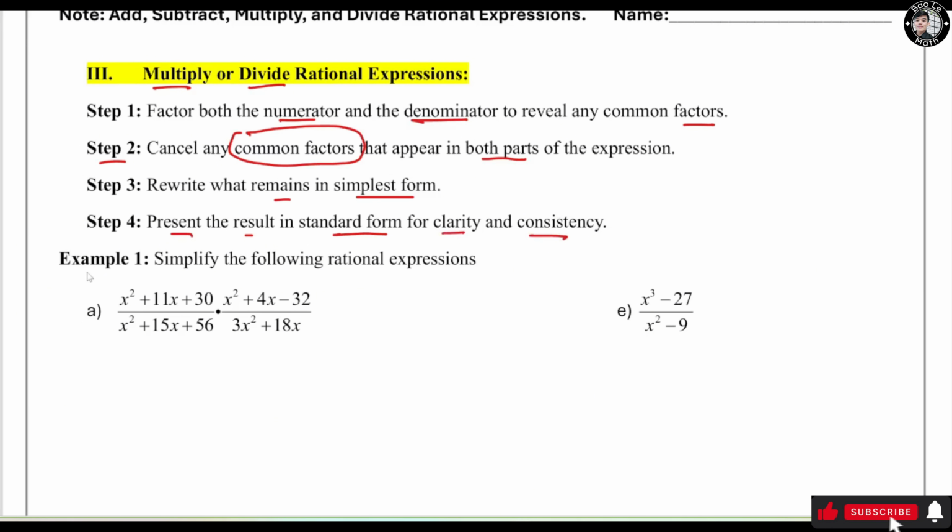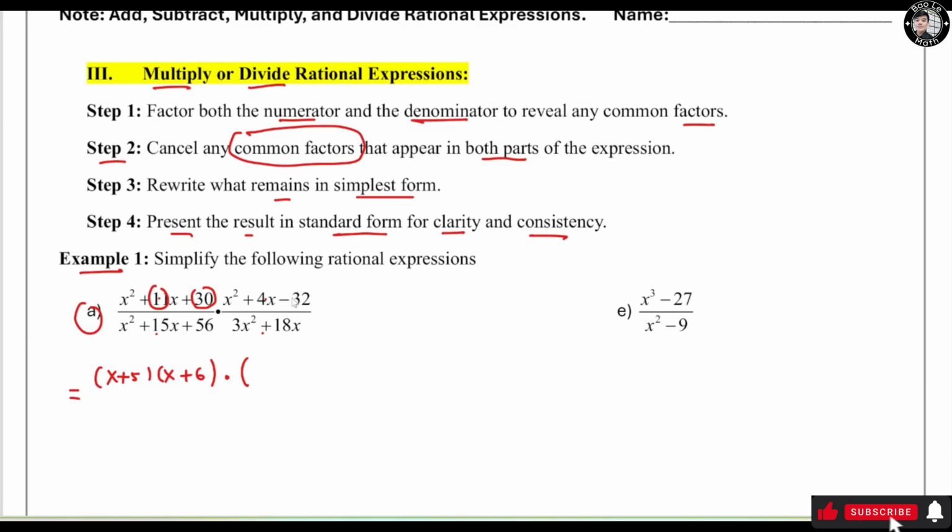Now, example number 1, question A. We need to factor this one, this one, and this one, right? So the first one right here, you need to find two numbers that multiply to 30 and add up to 11, which is 5 and 6, right? So it can be x plus 5 times x plus 6. If you want to review how to factor trinomials completely, please check out the link in the description below.